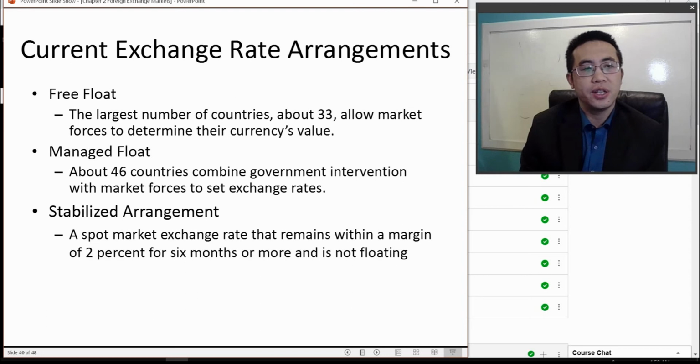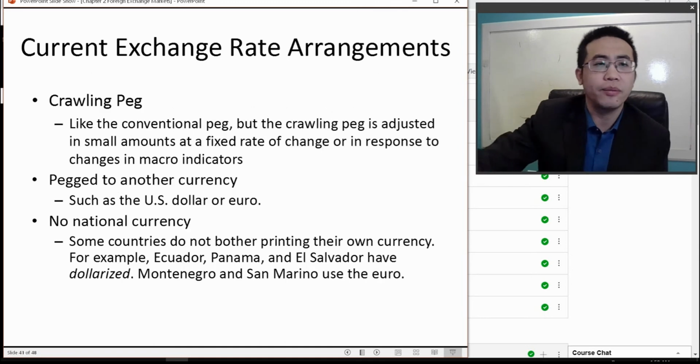Then the third arrangement is called a stabilized arrangement, and this is not as free as the previous one. Basically, under this arrangement, the spot exchange rate will remain within a margin of 2%. It can either go up or go down by 2% over a period of six months or more. So this would be treated as a fixed rate regime with only a small amount of fluctuation.